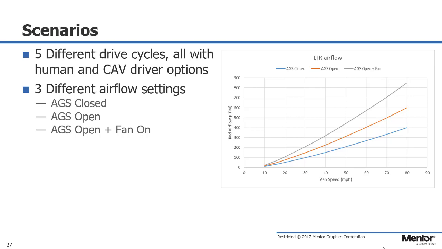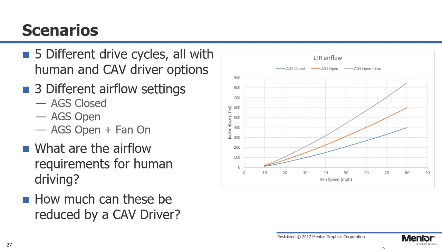The higher speed you're going, the more flow rate you're going to get to the radiator. So with that in mind, in these scenarios, we have 2 questions we want to answer. The first is, if we just use a standard human driving model, what is going to be the airflow that's required for each of these scenarios to keep the power electronics and motor below 60 degrees C? Once we've established that for a given scenario, we want to look and see how much this airflow can be reduced if we use an autonomous vehicle driver.